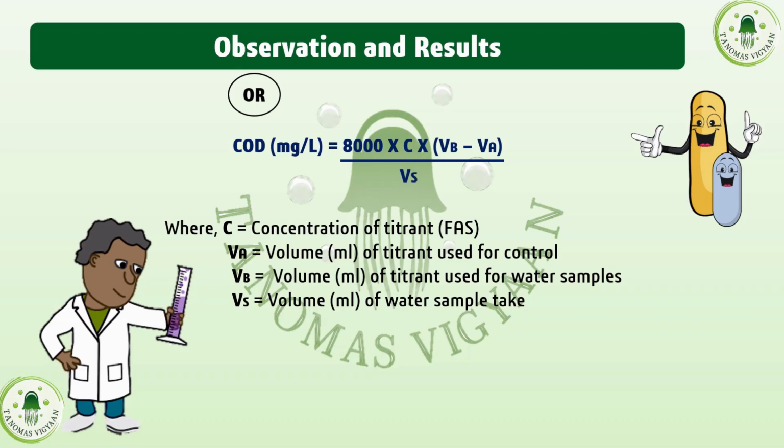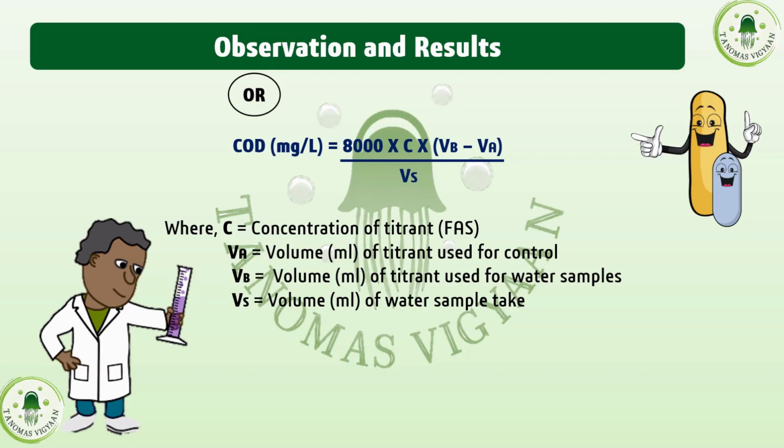Here you can also find the COD using in the unit mg per liter. For the mg per liter, you just have to put 8000. Okay, here the 8 was taken as a constant. So 8000 here for the liter, mg per liter, you have to take 8000 into concentration into Vb minus Va by Vs. So similarly, C is the concentration of the titrant, 0.1 normal. Vb is the ml of the titrant used for the water samples, and Va is the titrant used for control.